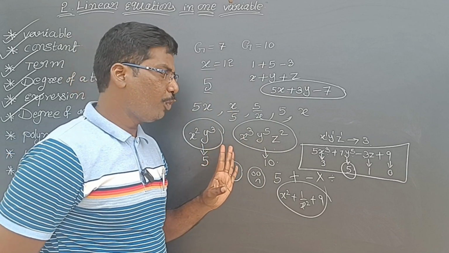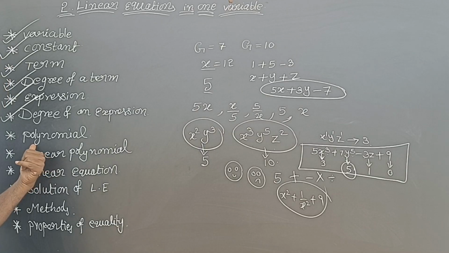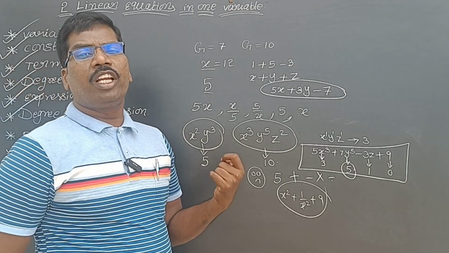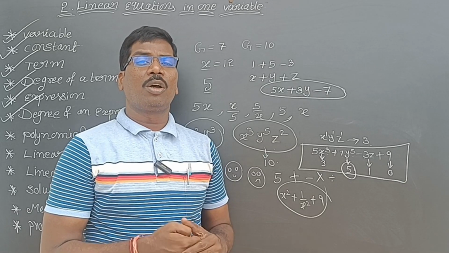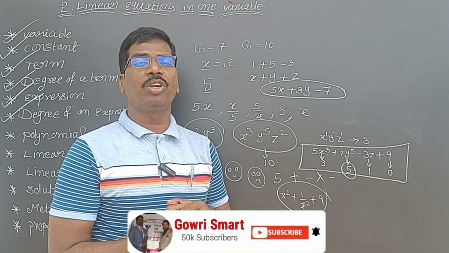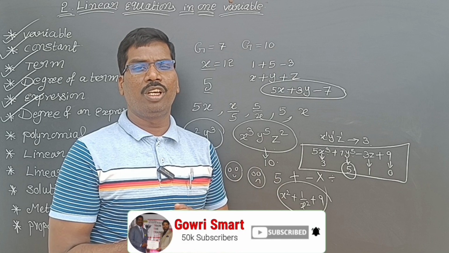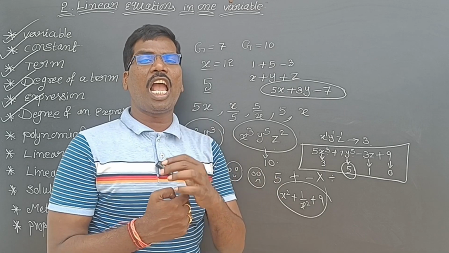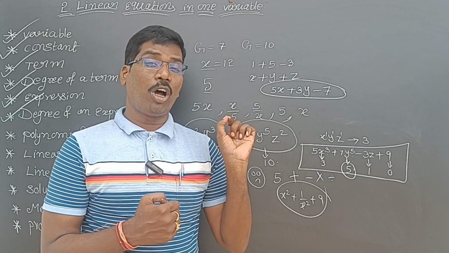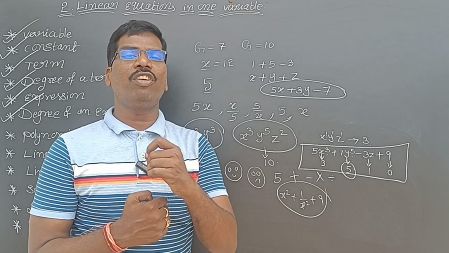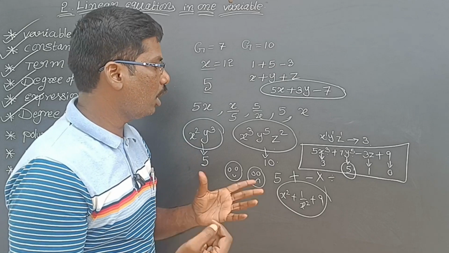But if you see a polynomial, every term's degree must be positive. The positive degree of each and every term in an algebraic expression is called a polynomial.